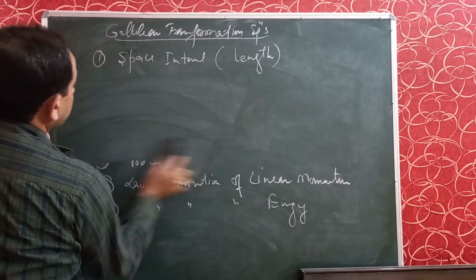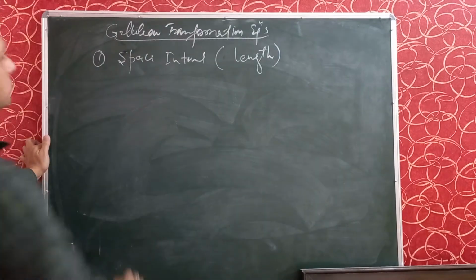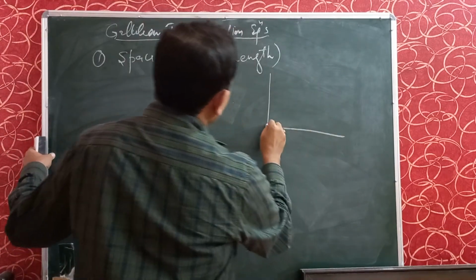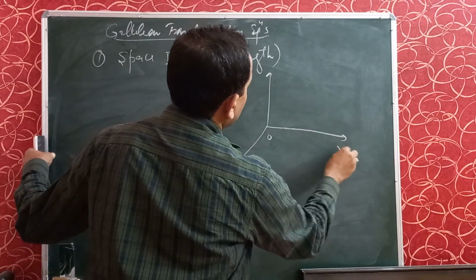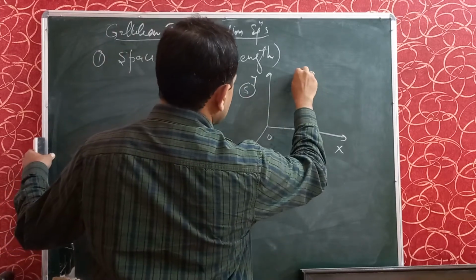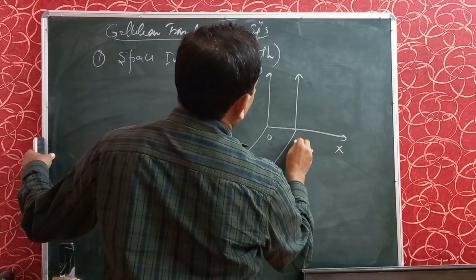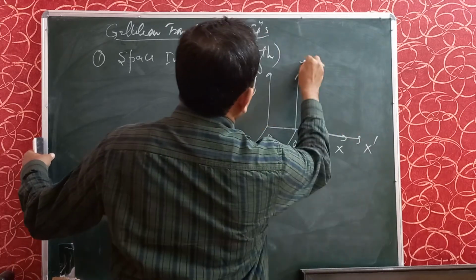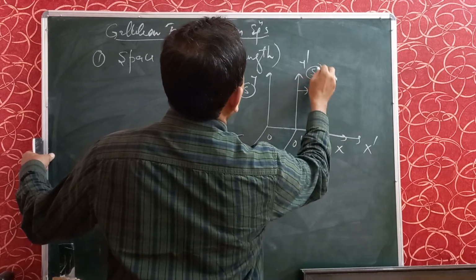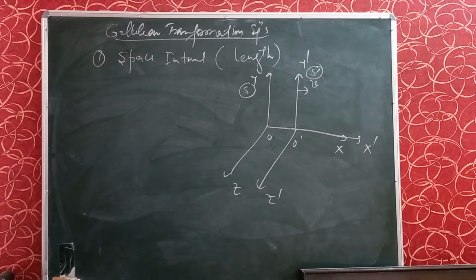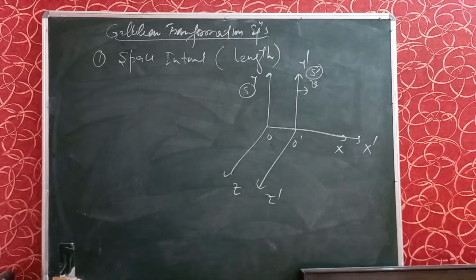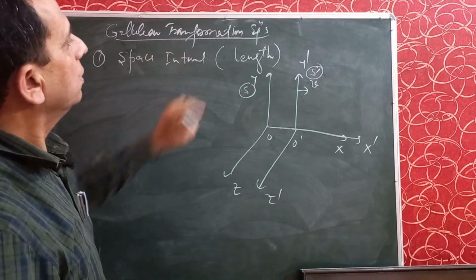First of all, space interval. So in first case, let there are 2 inertial frames of reference, x, y and z, that is S frame, and second frame is this one, O dash, this is x dash, y dash, z dash, and it is moving with velocity v, and this frame is called S dash frame. Okay, these are 2 frames of references, and we will consider space interval or length.